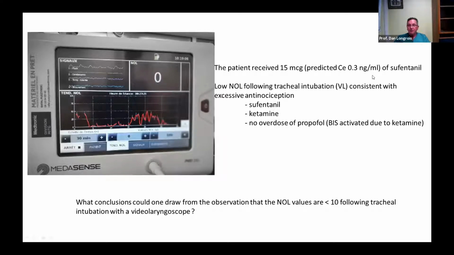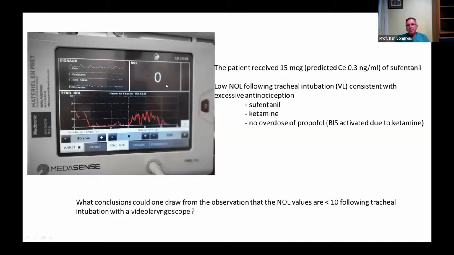So after 15 micrograms of propofol, this is a predicted sufentanil concentration of 0.3. So it's at the optimum point of the interaction between sufentanil and the propofol that we gave. The NOL was quite low. So you cannot really say for such a short period of time that you are being overdosed, but it told us, of course, the tracheal intubation went on, and the 15 micrograms of sufentanil that the patient received actually resulted initially in a very low NOL value.